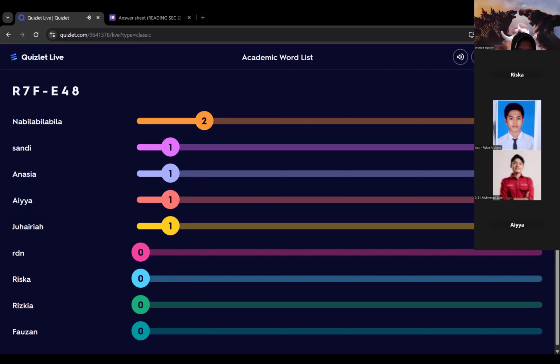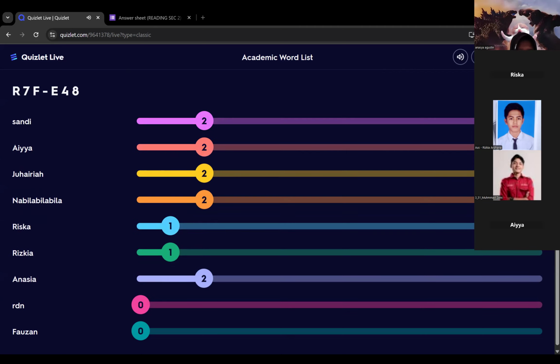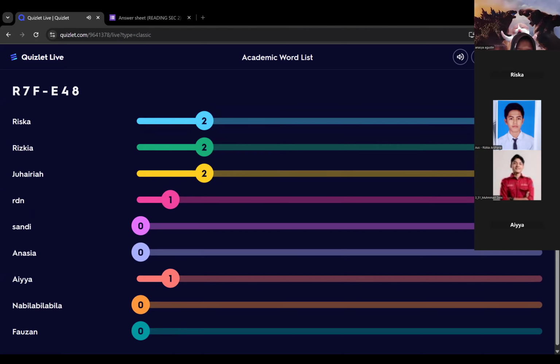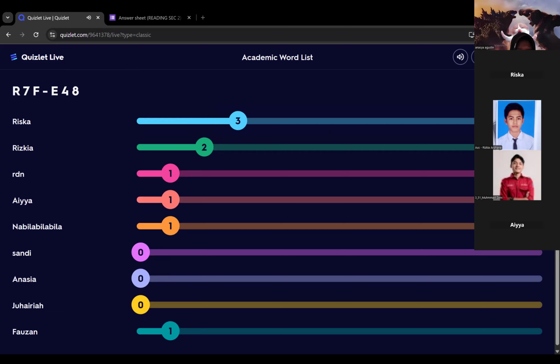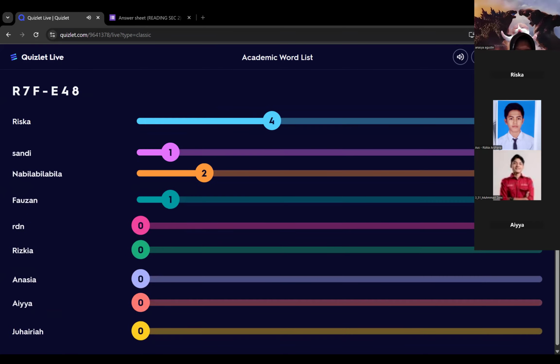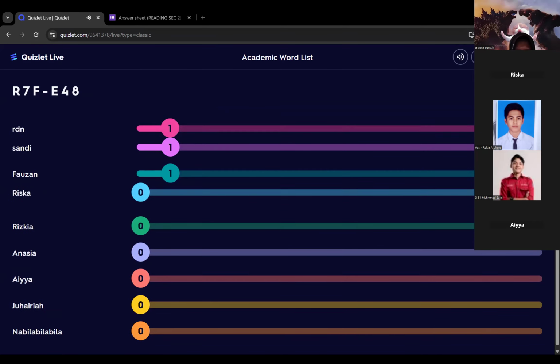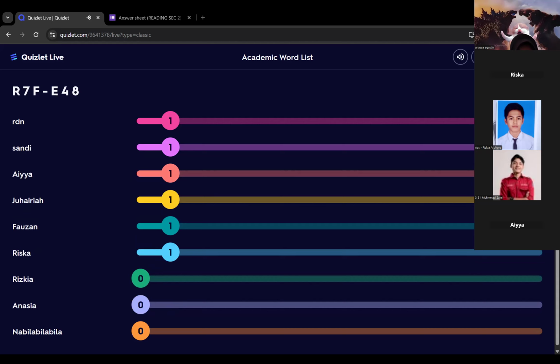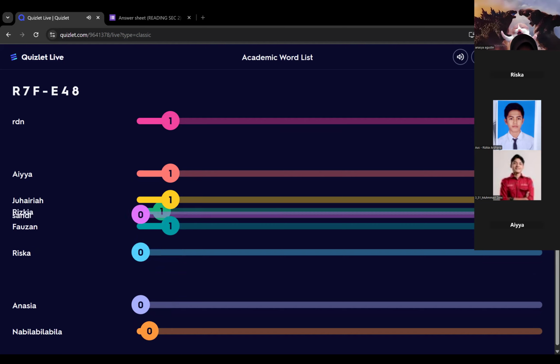Who's gonna be the winner with the best academic vocabulary for today? Okay, Sandy and Aya are leading. Aya was wrong and Sandy was wrong too. Go back to zero. Come on, guys. You can do this. You can do this. Come on. Slowly, slowly but surely. Oh my gosh. Everybody was wrong. Everybody went back to zero again.